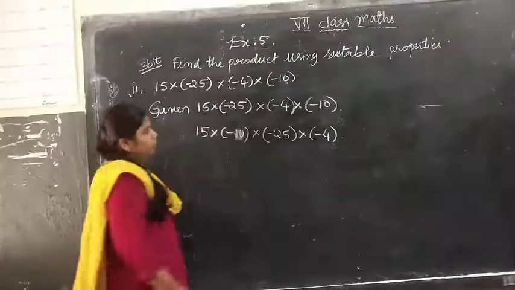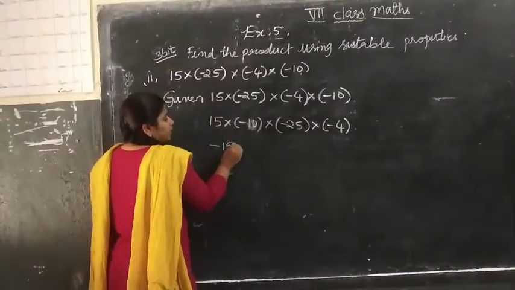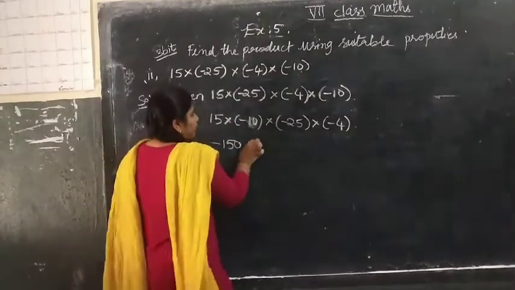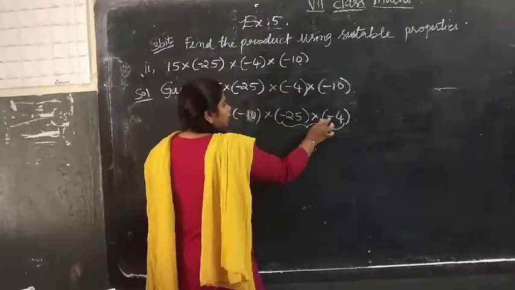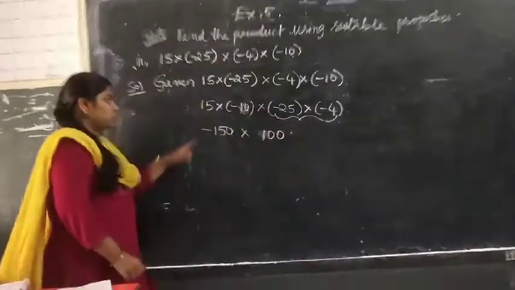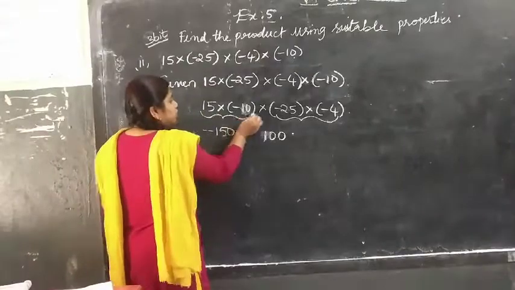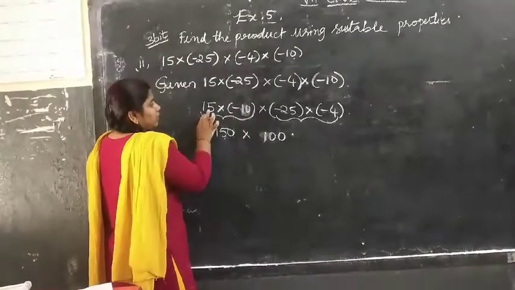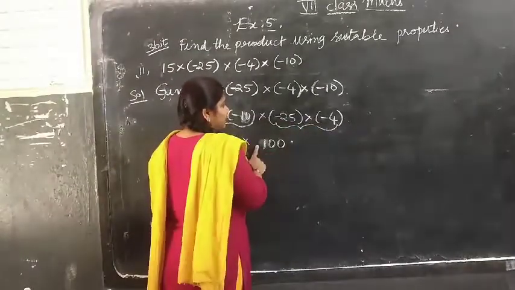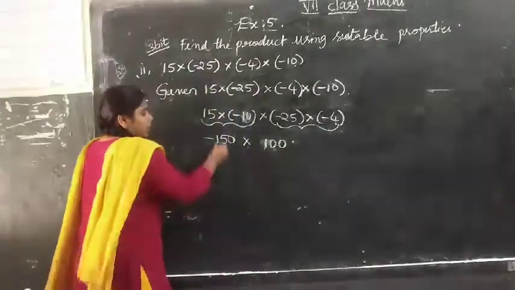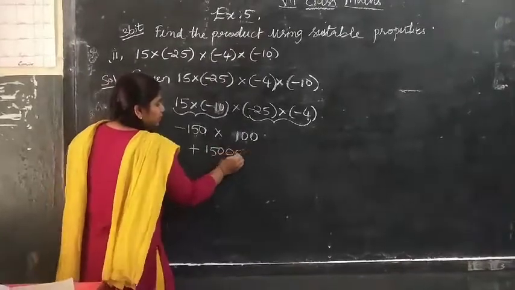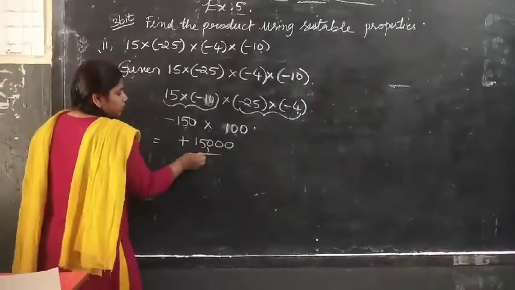So now what we have to do? 15 into 10 will be minus 150, plus into minus is minus, 15 into 10 is 150. In the same way, I am multiplying these two terms. Minus into minus is plus, 25 fours is 100. Now solve this value: minus into minus is plus, remaining numbers you multiply. So that will be equal to 15,000.